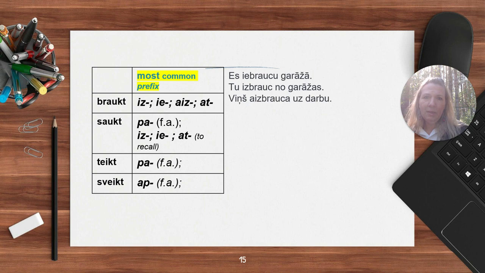Viņš aizbrauca uz darbu. So aizbrauca, he went away from the place where I am, or someone else who says that. He went away, he went to work. Aiz, away from somewhere. Un viņa atbrauca no darba, and she came from work. Atbrauca, so the opposite direction.